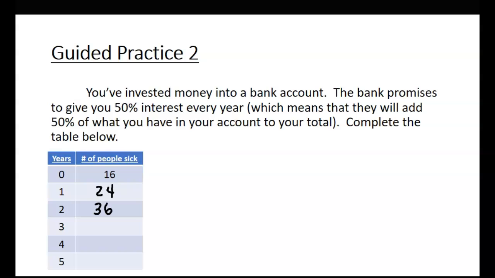So the next number would be 54, because half of 36 is 18. Add that on, and you get 54. Half of 54 is 27. If we add that on, what do we get? And then the last one, 121.5. Okay, thank you.